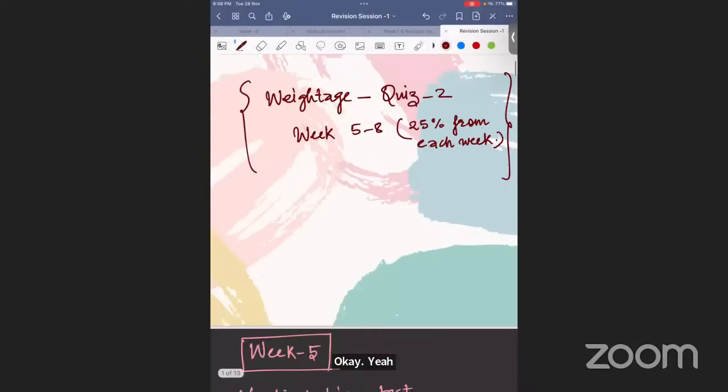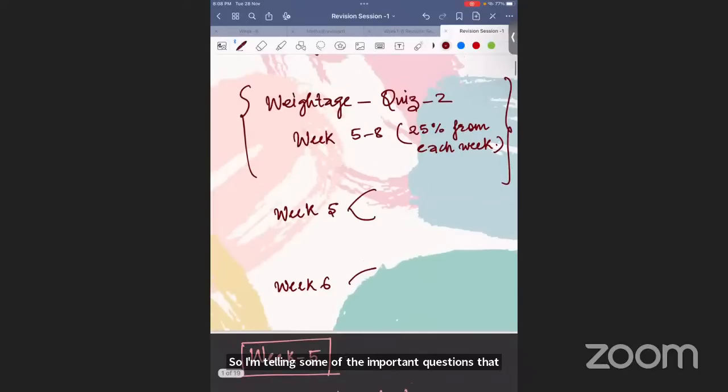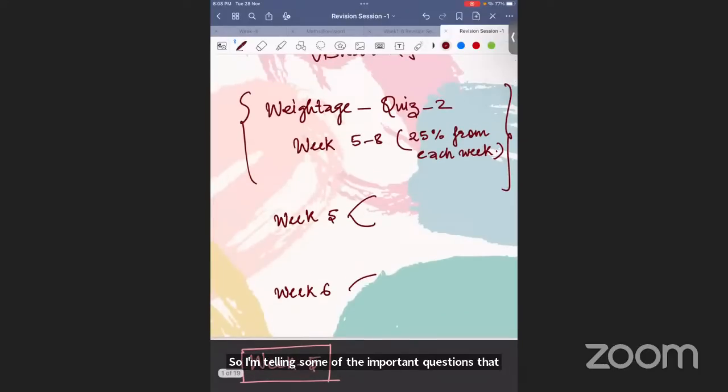And what I can tell you is, week 5 and week 6 I'm going to discuss. So I'm telling you some of the important concepts that you should be knowing. Okay, so you should be knowing the increasing and decreasing function.